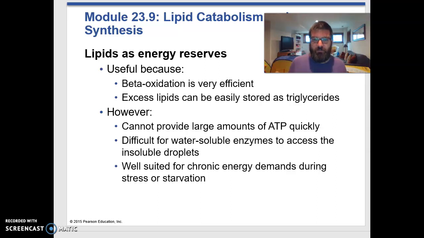So why don't we just use lipids for everything? Well, they can't provide a large amount of ATP quickly because a lot of the enzymes that we use are water soluble and they can't metabolize fats very quickly at all. So glucose is still our primary fuel, but in terms of long-term energy storage, lipids are incredibly useful.